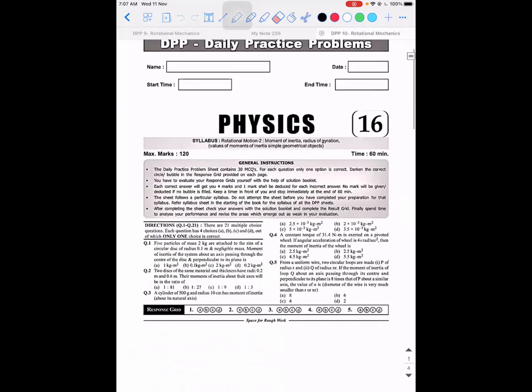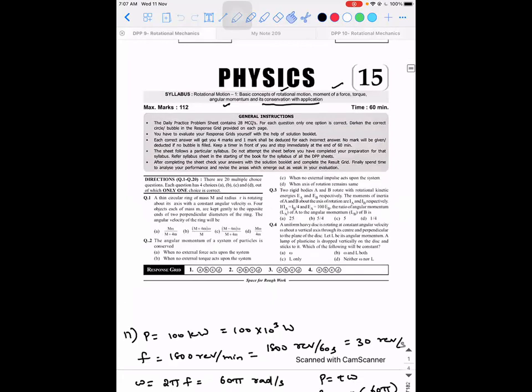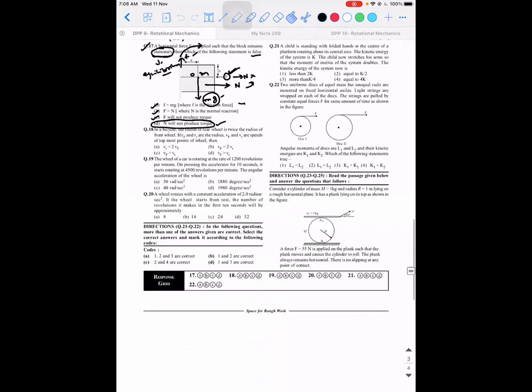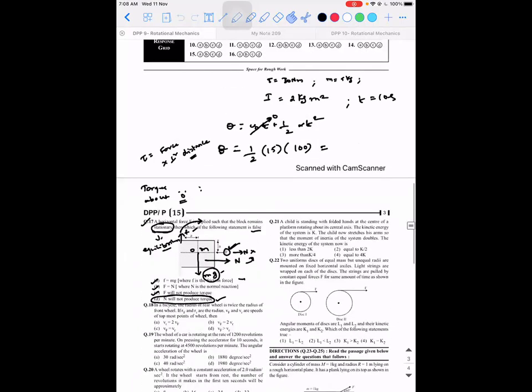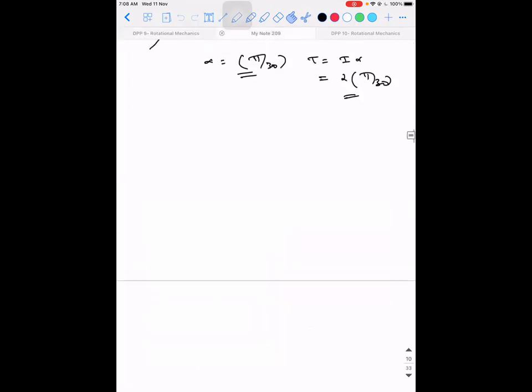So the other day we were discussing problems based on basics of rotational motion, moment of force, and angular momentum, right? So we saw a few problems based on them. Now we will see the next concept, that is conservation of angular momentum. So today we'll start with that, then we'll go to moment of inertia.